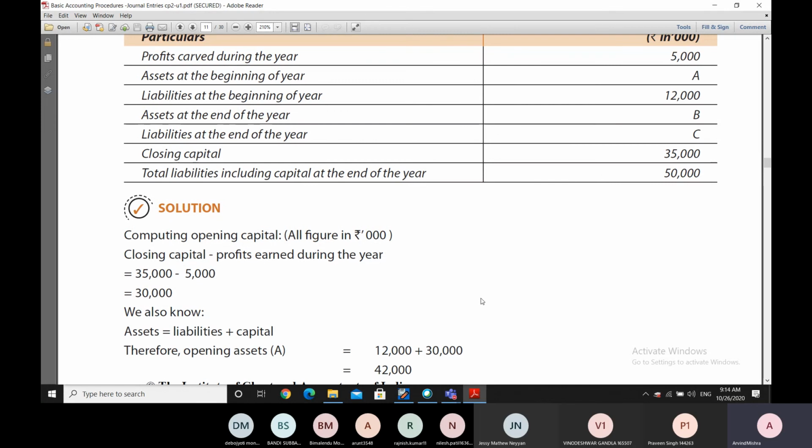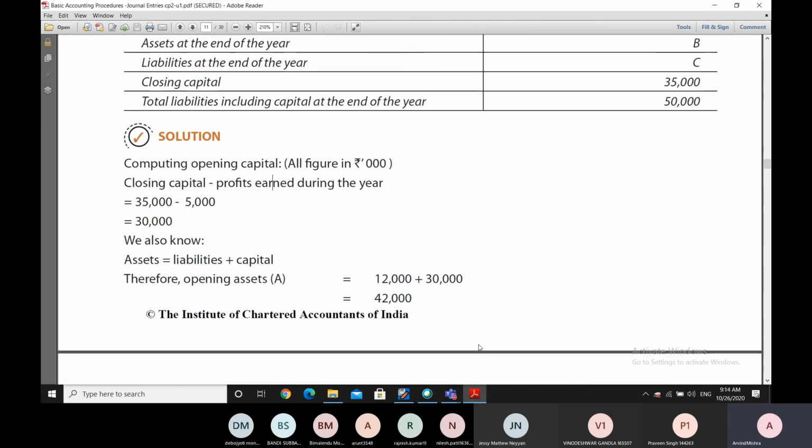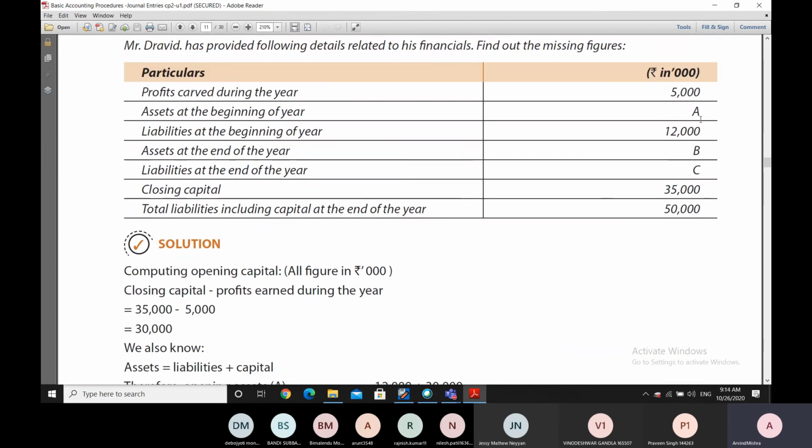And once we have the opening capital, which is 30,000 rupees, we can get the opening assets if we add the opening capital to the opening liabilities. Opening liabilities are already given here as 12,000 rupees. So we add the opening liabilities to the opening capital, and we get the opening assets. So opening assets means A. We have got A, and we already have the B.